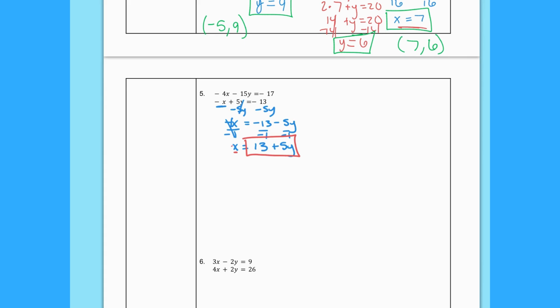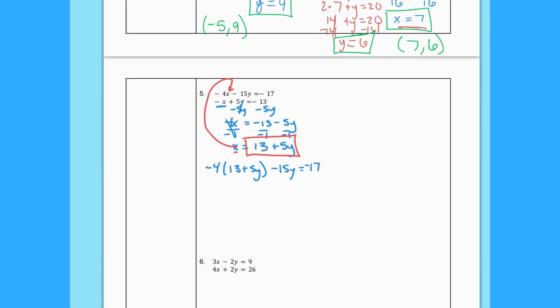So then I can go up to my other equation, which would be this top one, and I'll replace x with this whole thing, 13 plus 5y. So that's going to look like this. We have the negative 4 out front, but then instead of times x, it's going to be times this whole thing. So we have to put it in parentheses to show that it's times that whole thing, 13 plus 5y. So that all replaces just that single x, and then everything else is going to stay the same.